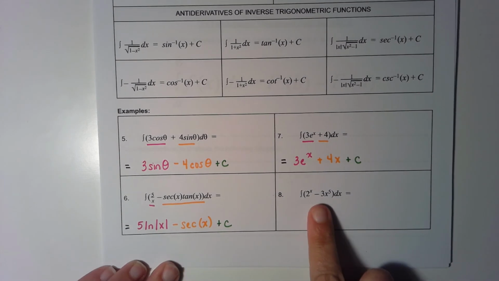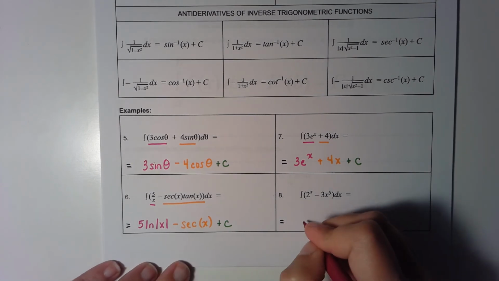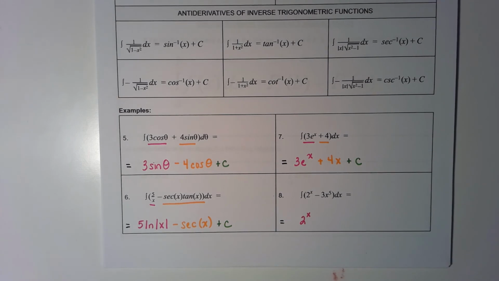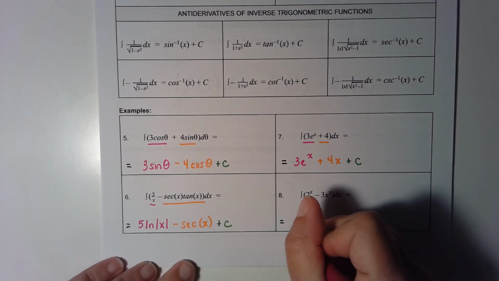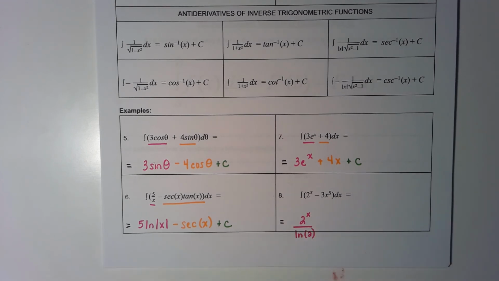And then last but not least, for number 8, the antiderivative of 2 to the x, it's a lot like e to the x. So just like the antiderivative of e to the x was just e to the x, the antiderivative of 2 to the x would be 2 to the x. But the rule for taking the derivative of 2 to the x says that you would also have multiplied by the natural log of 2. Since that isn't here, we need to undo that by dividing by the natural log of 2.